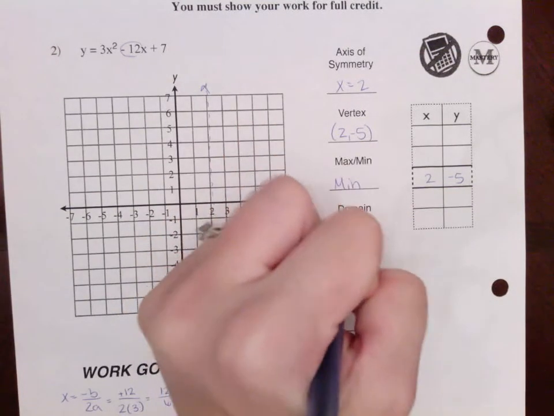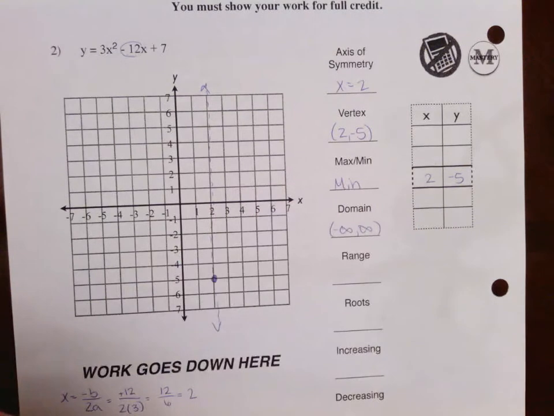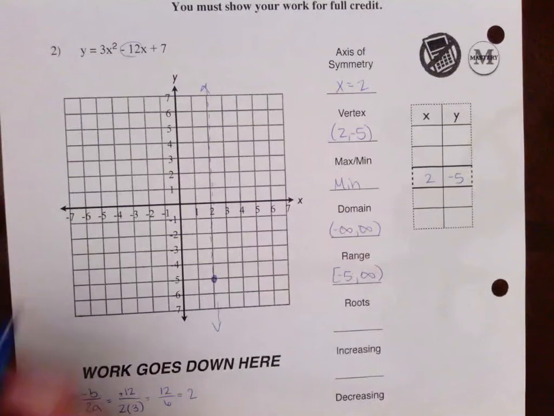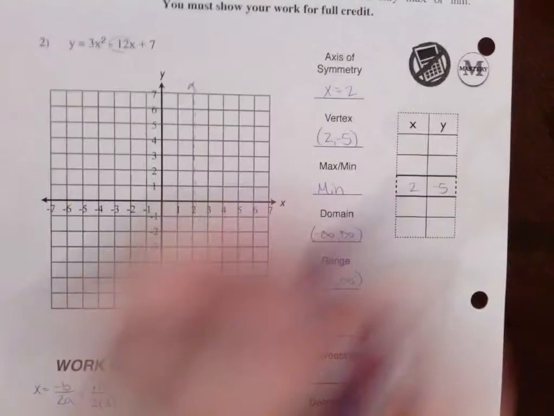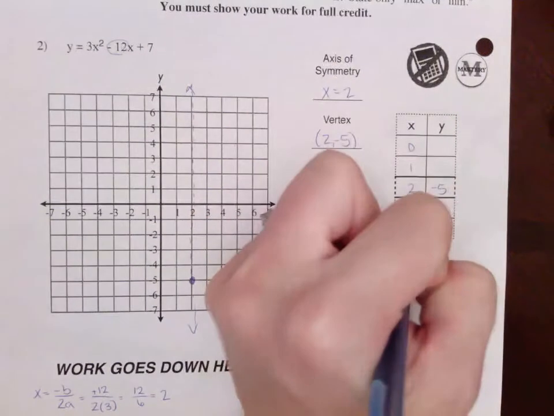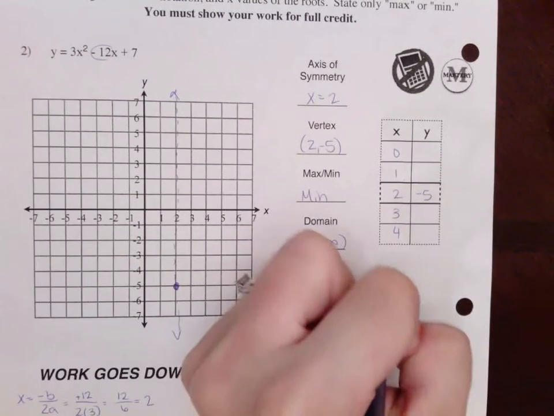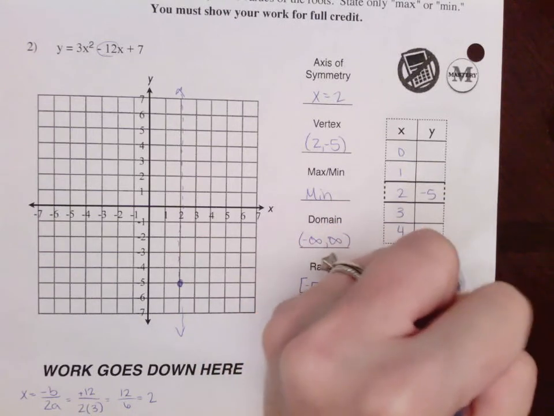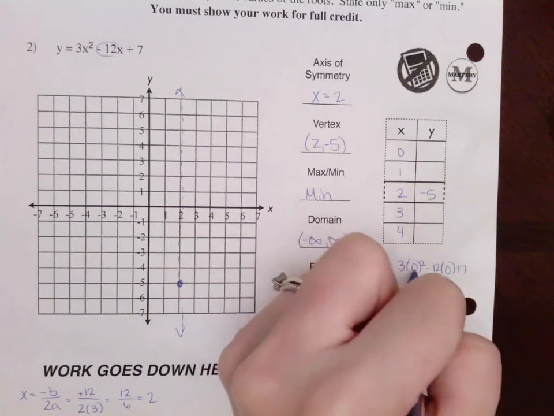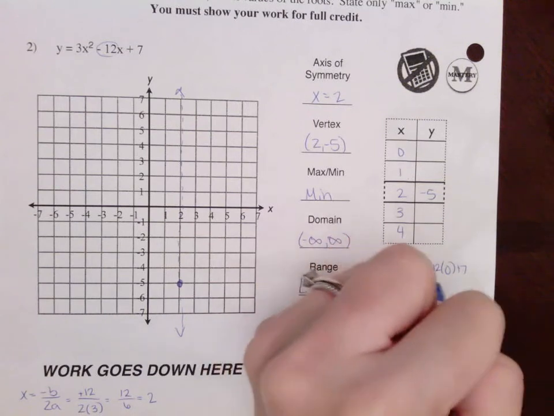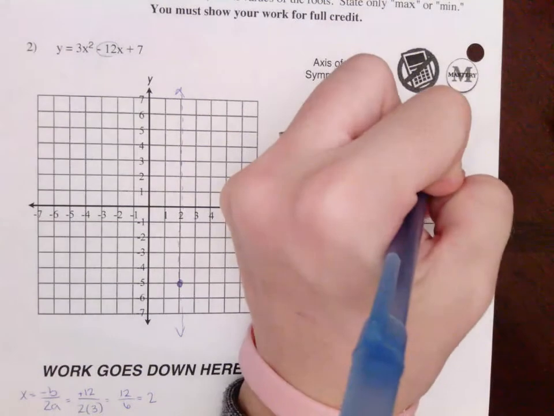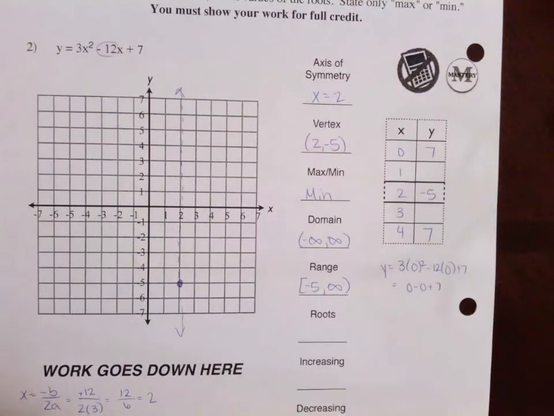The domain is negative infinity to positive infinity. Our range is going to go from negative 5 out to positive infinity. And then let's fill in the rest of the values so that we can figure out our roots and where it's increasing and decreasing. So we put 1, 0, 3, 4. Y is equal to 3 times 0 squared minus 12 times 0 plus 7. So 3 times 0 squared is 0, minus 0 plus 7. So 0 is going to be 7, which means 4 is going to be 7.